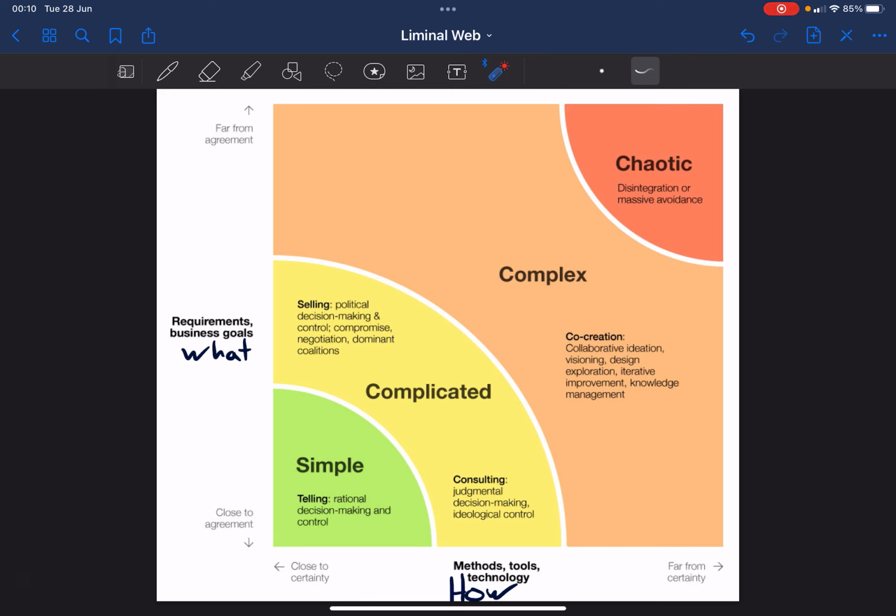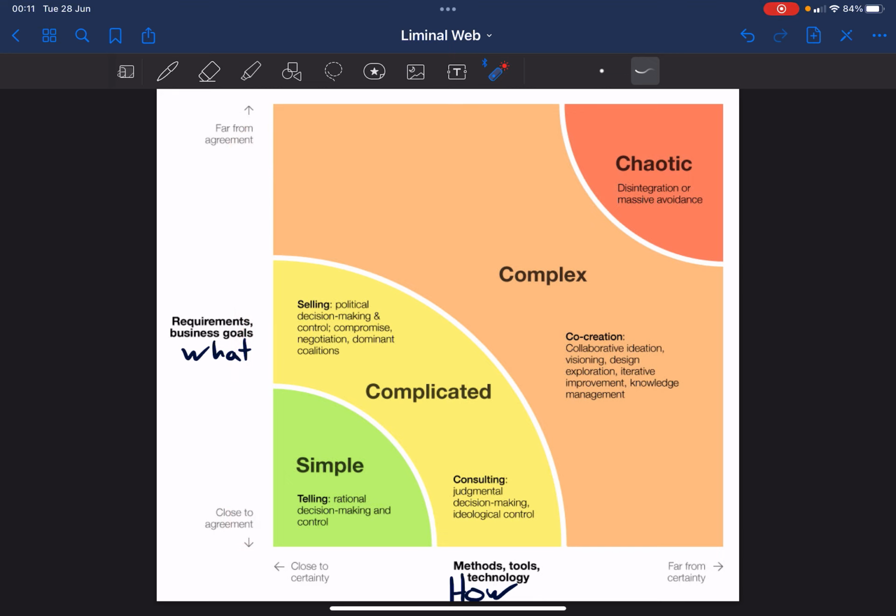More classically, in the liberating structures scene, we tend to make use of the Stacey matrix, or what we call the agreement certainty matrix. So if we have close to agreement down here on the bottom, and far from agreement up here towards the top, and agreement on what you say, and that would be our what, literally, our requirements, our business goals. What are we trying to accomplish? Do we agree on it?